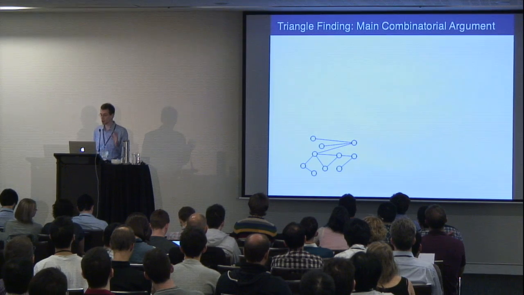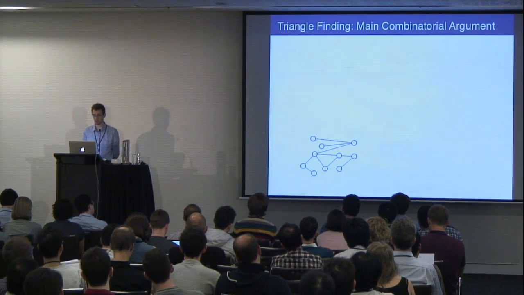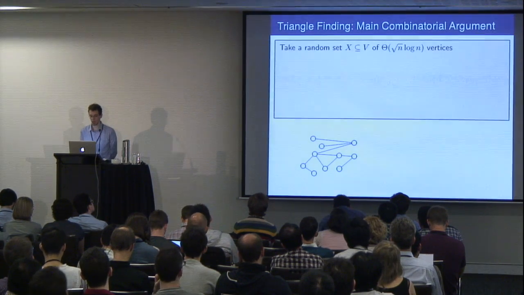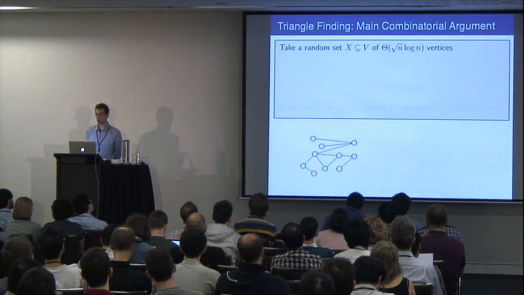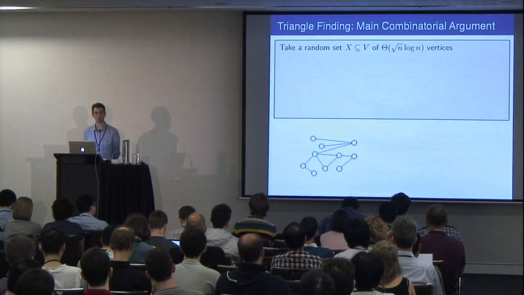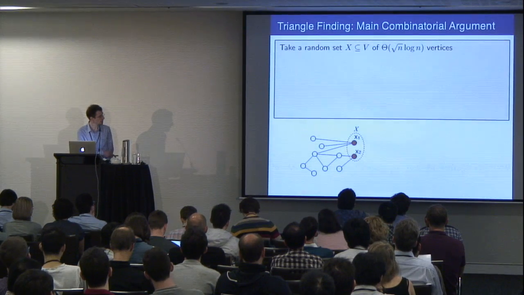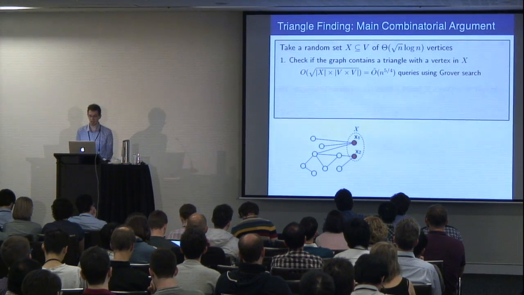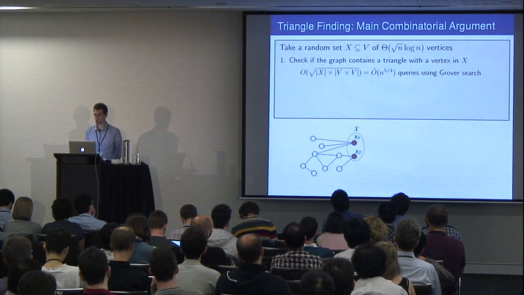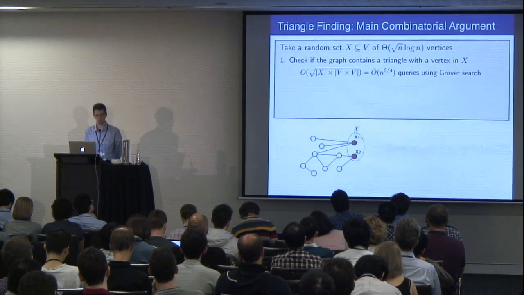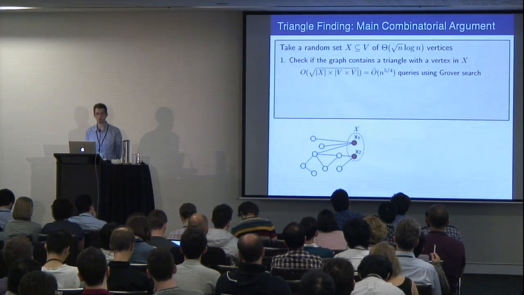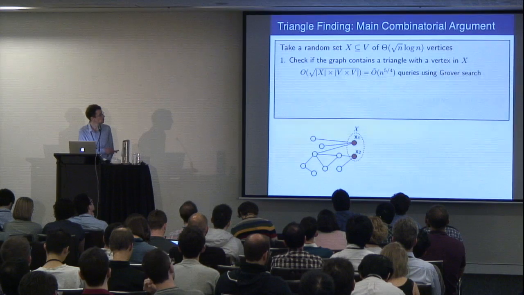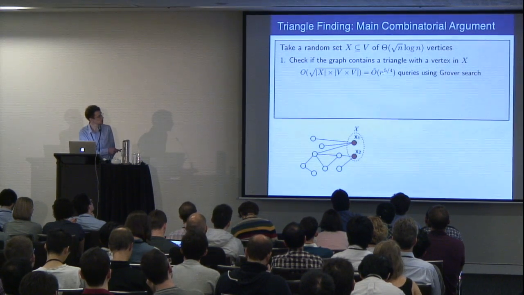Okay? So now I will describe the main combinatorial arguments behind our algorithm. And I will use this graph as a running example. The first thing that we do is we take a random set large X of about square root n vertices. So for example, here I will take this set of two vertices, x1 and x2. And then we will check if the graph contains a triangle with a vertex in large X, simply by performing a Grover search over the triples of vertices containing one vertex in large X. So the complexity will be given by these formulas. It's n to the 5/4.